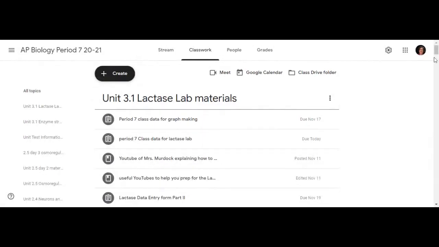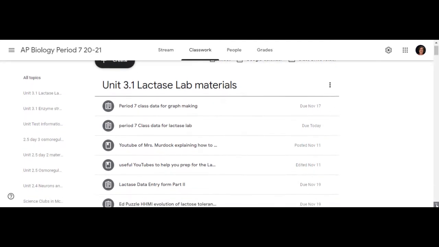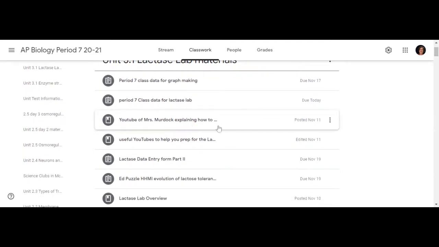So you now have your period 7 class data for graph making. You'll probably need to open that today if you haven't already, because that's where you can make your graphs. And there's even a YouTube of me explaining how to use the simulation, although you should already be past that. But if you didn't collect your data the last class, you missed 10 points. And I've already emailed you about that, so you probably need to go in there and get that done.